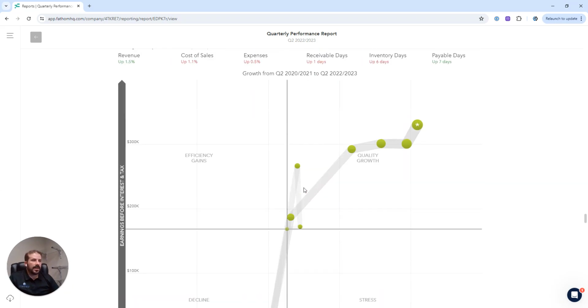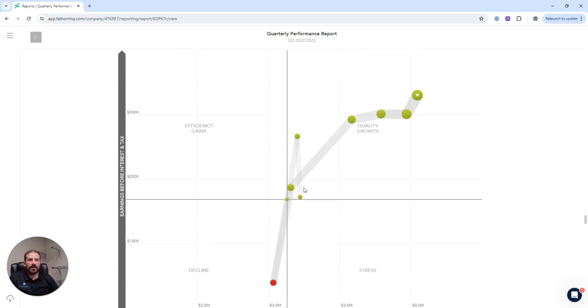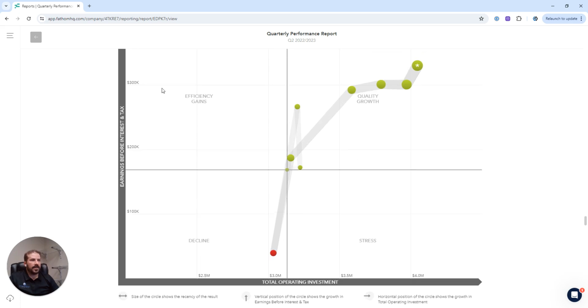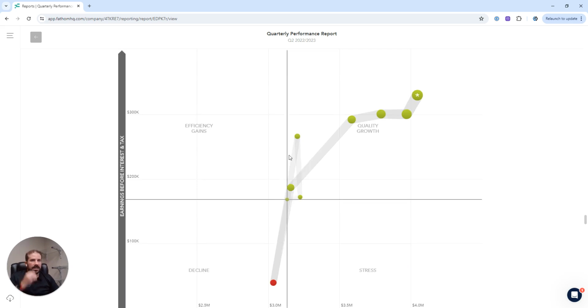This is another great tool that I can go into more depth on in another video, but essentially it shows the difference between the operating expenses and your EBITDA. And if you're having quality growth, if you're shrinking back, even efficient gains or stress, this helps us focus in and just visually see the direction of the company and make sure that we're growing healthy. This quality growth quadrant over here.